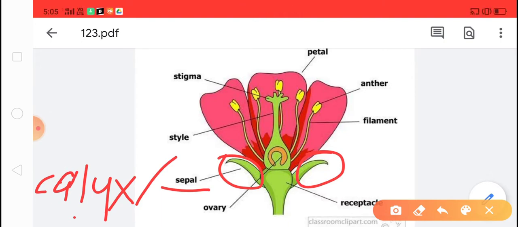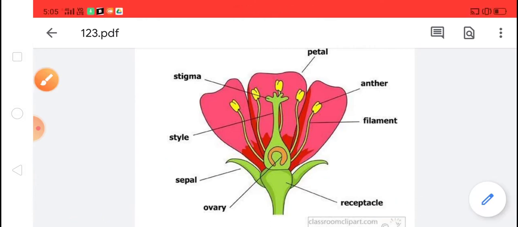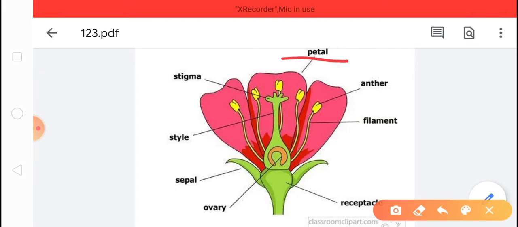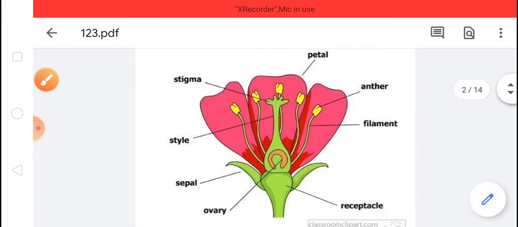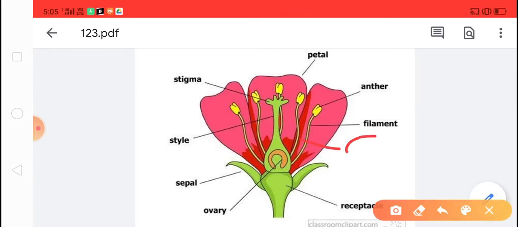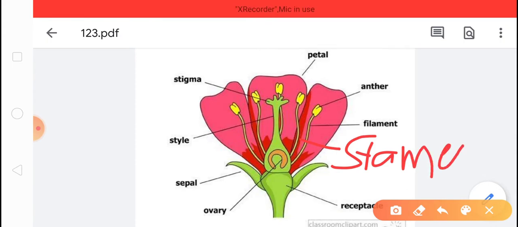Inside the sepals, the flower has whorls of petals. Petals are usually very bright in color. Petals are brightly colored and have fragrance to attract insects. And inside the petals, the flower has stamens. The stamen is the male reproductive part of a plant, and the stamen has three parts.